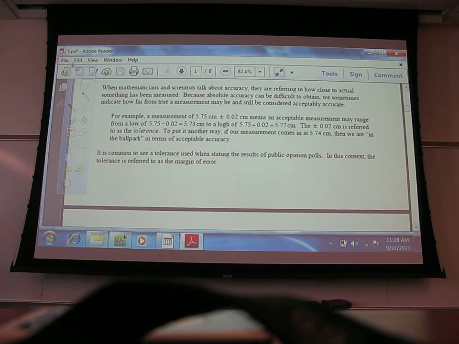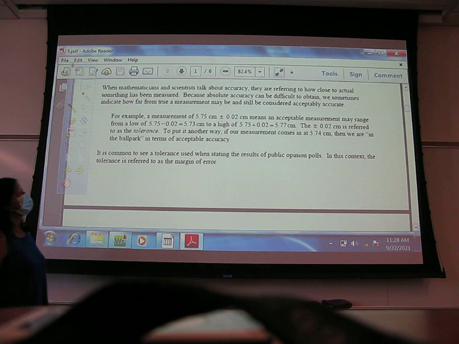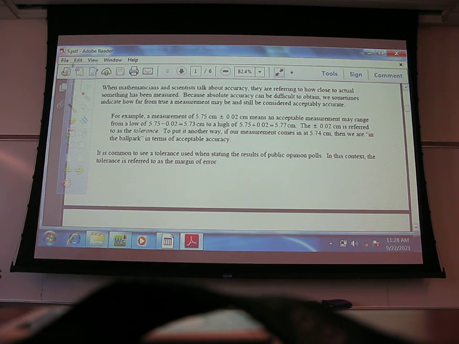When mathematicians and scientists talk about accuracy, they are referring to how close to actual something that has been measured is. Because absolute accuracy can be difficult to obtain, they sometimes indicate how far from the truth a measurement may be and still be considered acceptably accurate. Perfect. Thank you. All right.